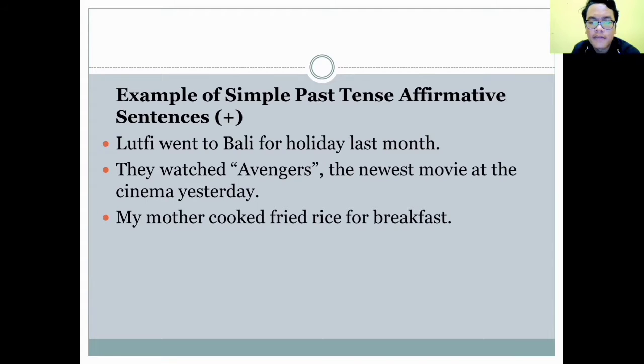Example of simple past tense affirmative sentence. Lutfi went to Bali for holiday last month. Lutfi is the subject, went is a verb 2 from go, to Bali for holiday last month is the object. They watched Avengers, the newest movie, at the cinema yesterday. My mother cooked fried rice for breakfast.